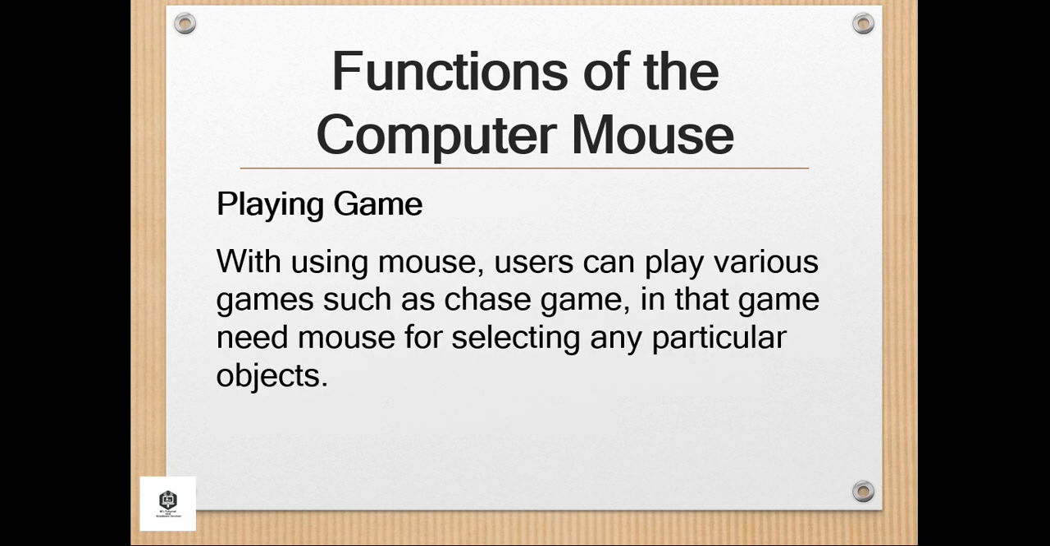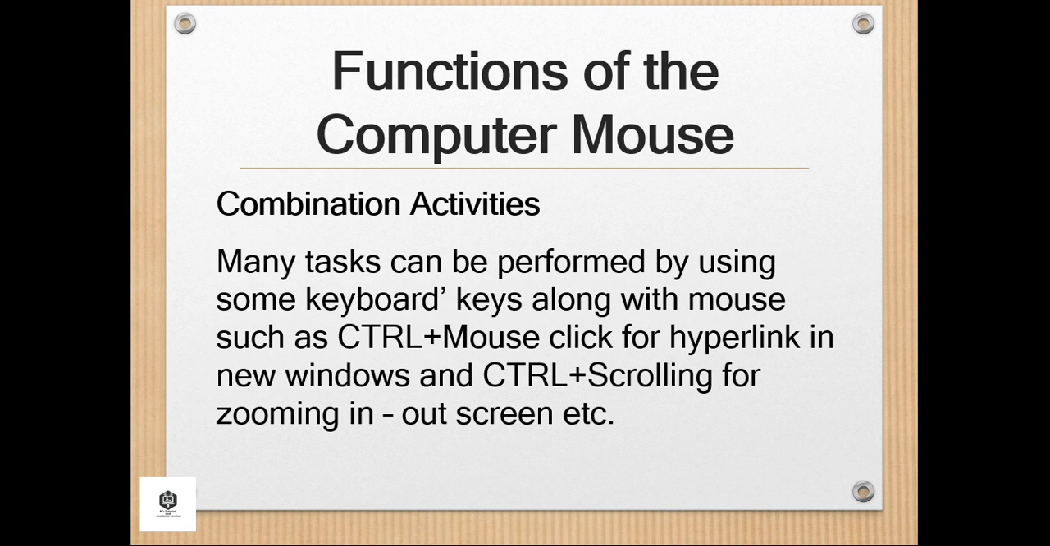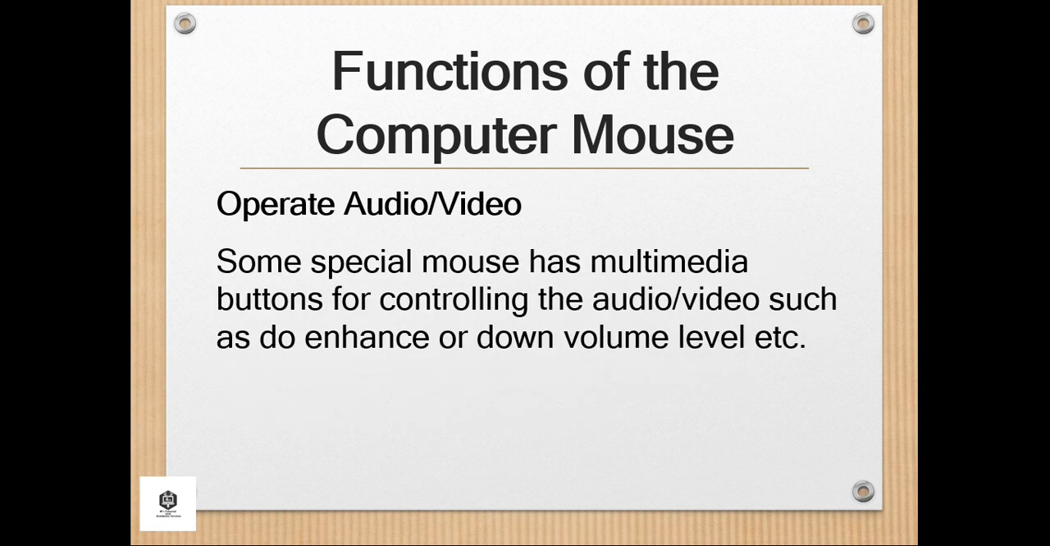Playing games. With a mouse, users can play various games such as chase games. In that game, you need the mouse for selecting any particular objects. Combination activities. Many tasks can be performed by using some keyboard keys along with the mouse such as Control plus mouse click for opening a hyperlink in a new window and Control plus scrolling for zooming in or out of the screen.